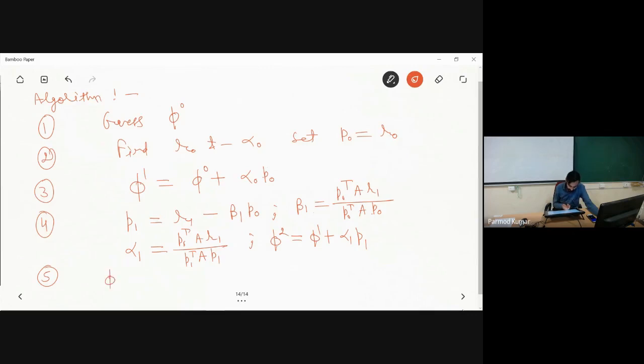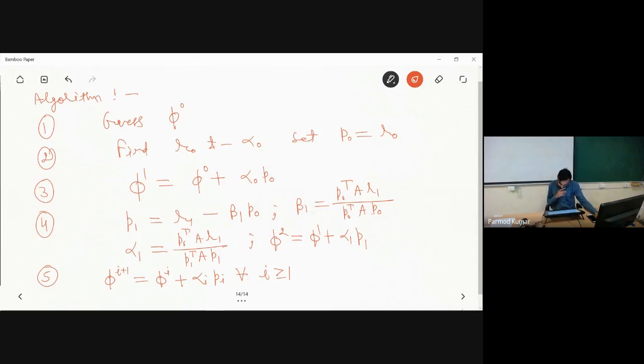So the generalized equation will become phi at I plus 1 equal to phi at I plus alpha I into Pi, for all I greater than or equal to 1, because for I equal to 0, this will not be applicable.